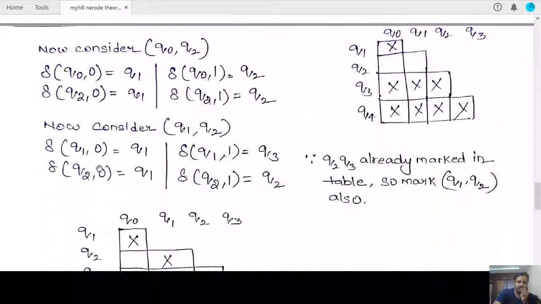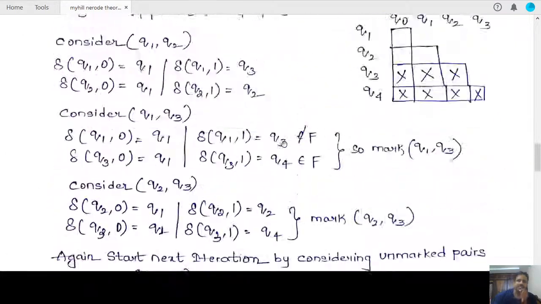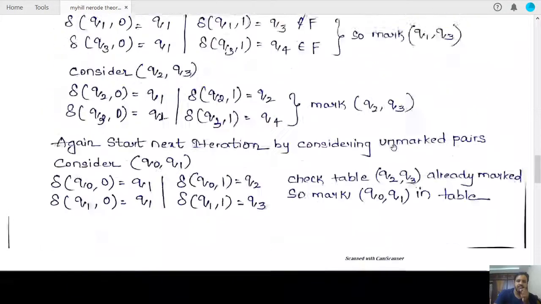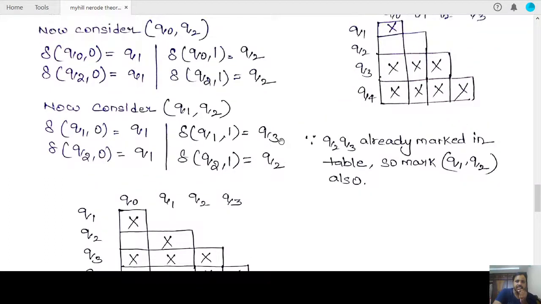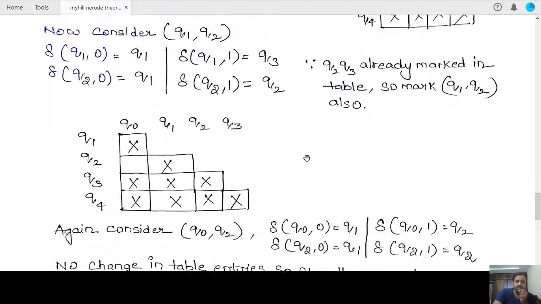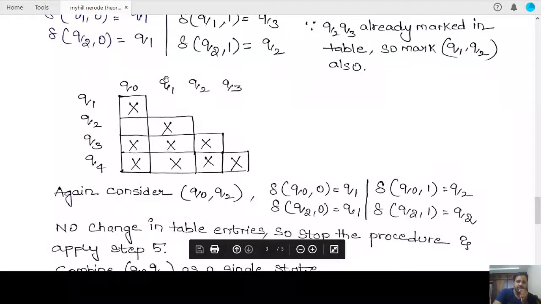Next, from this table, select the next pair Q0 Q2. Q0 on 0 is Q1, Q2 on 0 is Q1, Q0 on 1 is Q2, Q2 on 1 is Q2. We don't have cells with Q1 Q1 or Q2 Q2, so leave it. We cannot mark it. Next combination, select from this table Q1 Q2. Q1 on 0 is Q1, Q2 on 0 is Q1, Q1 on 1 is Q3, Q2 on 1 is Q2. Check whether 2 3 is already marked. Yes, 2 3 is already marked. So mark Q1 Q2 in the table. This is the modified table after marking Q1 Q2, so this second iteration was over.